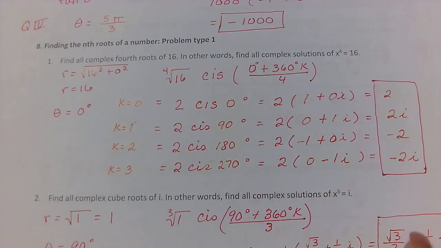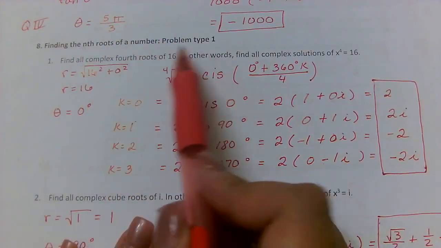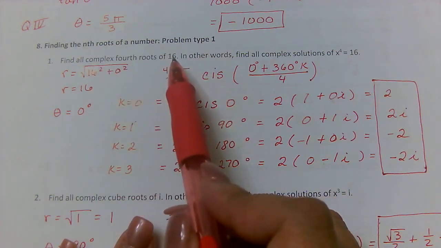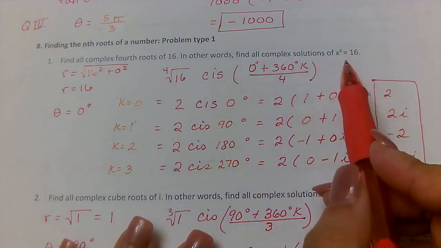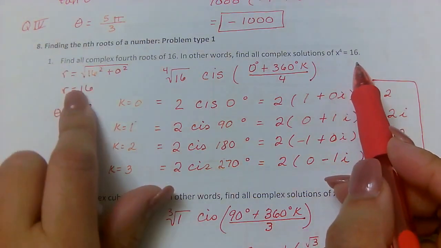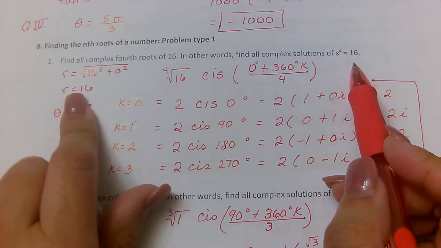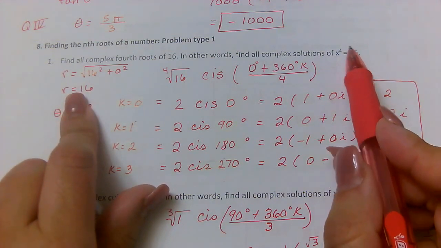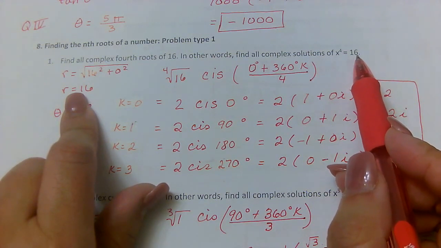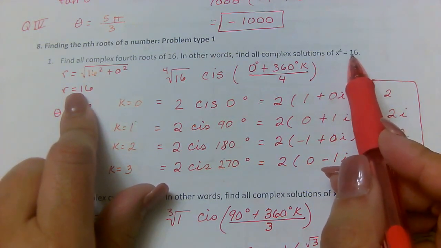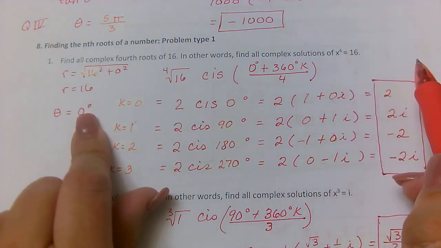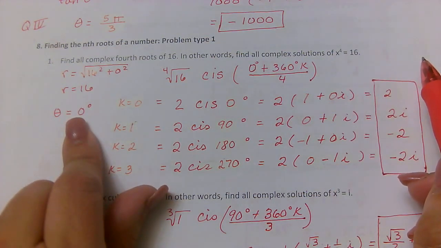For number 8, we're finding the nth roots of a number. So here I have a complex number of 16. So in other words, it's x to the 4th is equal to 16. The first thing I did here was I noticed that r is going to be equal to 16. Remember, anytime it lies on the x-axis or the y-axis, your r equals whatever the coefficient of that complex number is. Because this is positive 16, our theta in this case will be 0.